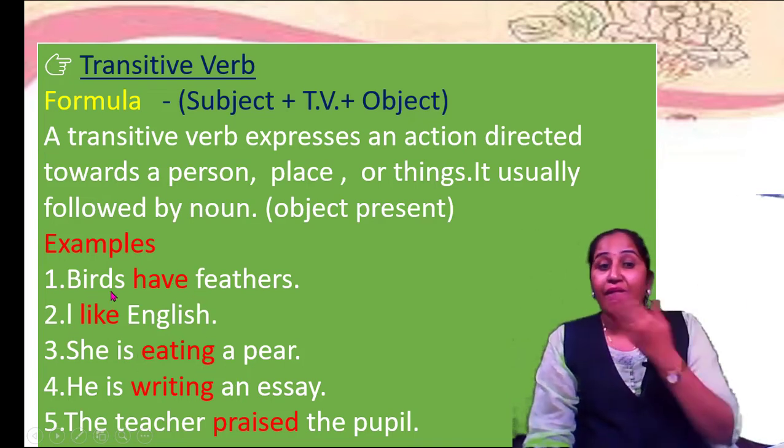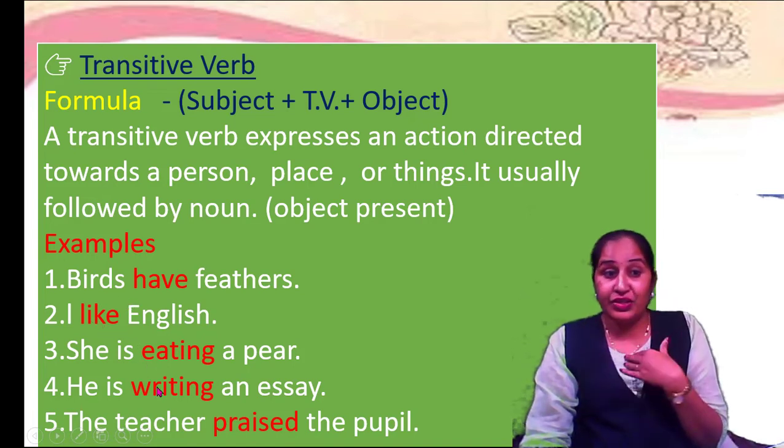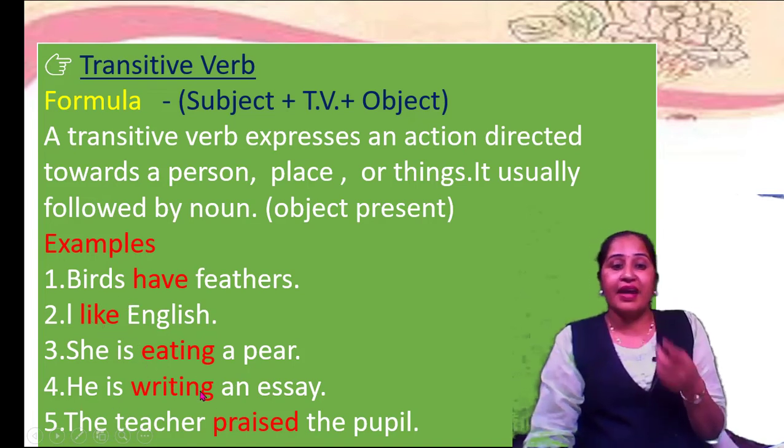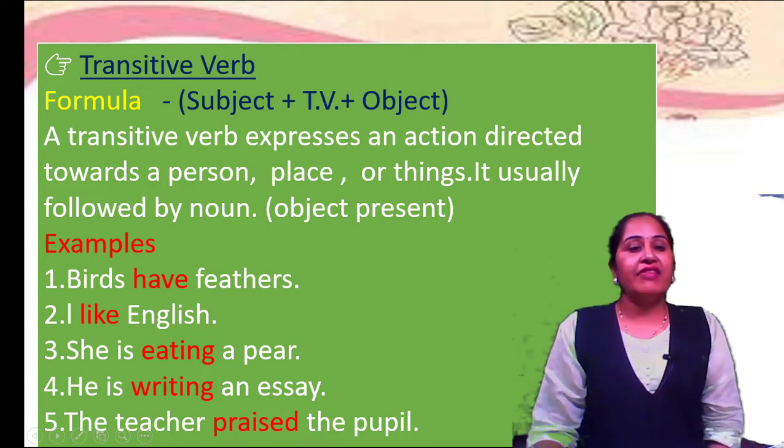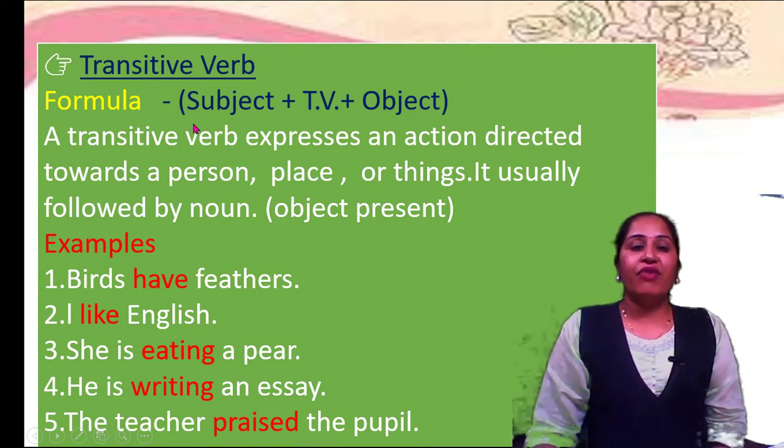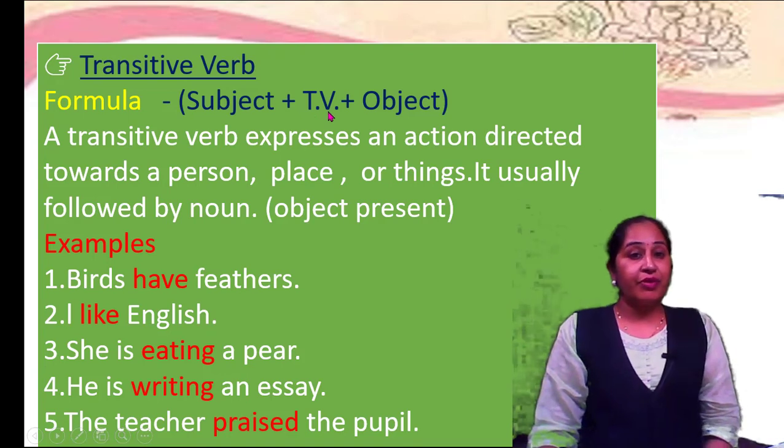Birds have feathers. I like English. She is eating a pear. He is writing an essay. Teacher praise pupil. In this way, the red verb shows your transitive verb. Remember, the formula is very important. Subject plus transitive verb plus object.